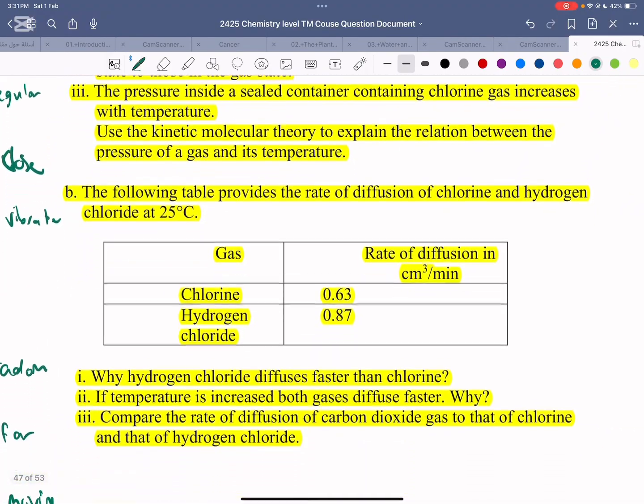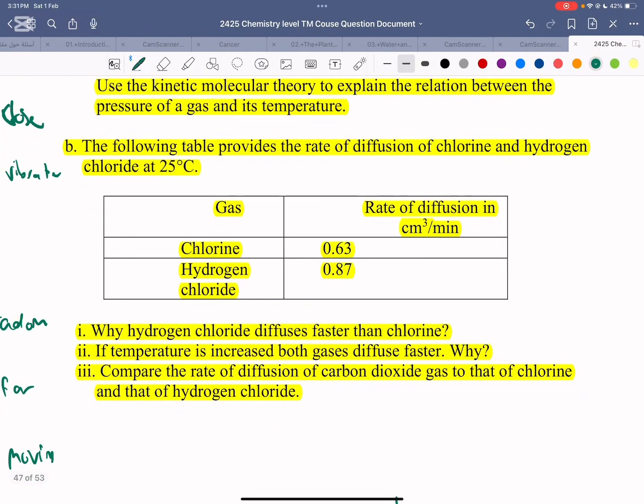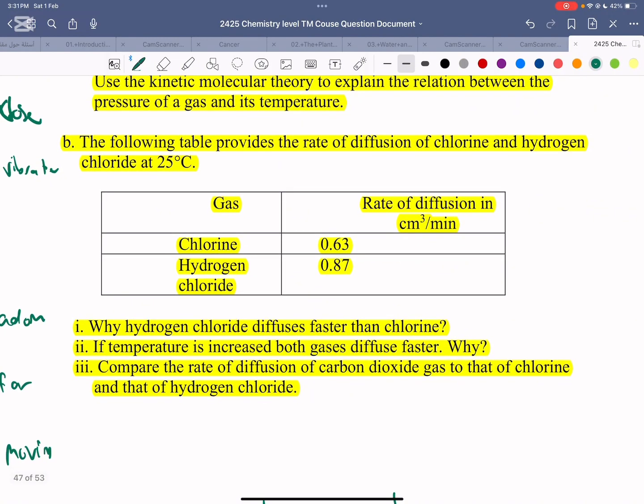Okay, now we need to use the following table. Why does hydrogen chloride diffuse faster than chlorine? So again, if we want to think about it logically, something that is heavy will not move as fast as something that is light. So let's look at the molecular weight. So chlorine is going to be Cl2, it's going to be 71. Hydrogen chloride will be 1 plus 35.5, so 36.5. So of course, since hydrogen chloride has a smaller molecular weight, the molecules will move faster.